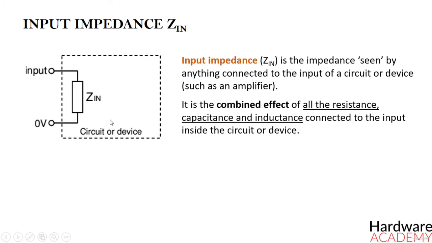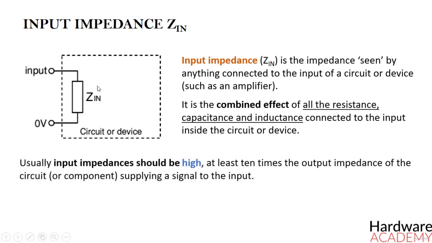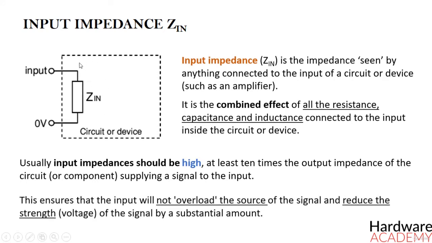The effects of capacitance and inductance vary with frequency, so if these are present, the input impedance will vary with frequency, right? The effects of capacitance and inductance are generally most significant at high frequencies. Usually input impedance should be high, at least 10 times the output impedance of the circuit, and this will ensure that the input will not overload the source of the signal and reduce the strength of the signal by a substantial amount. Let's take an example so that you will understand it better.